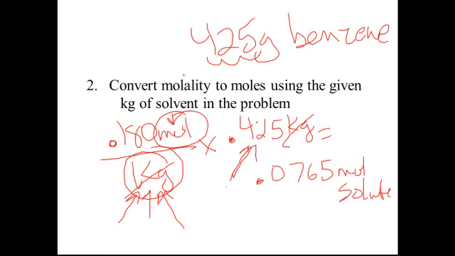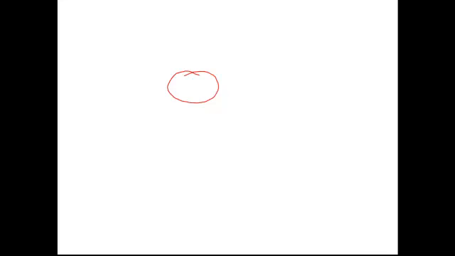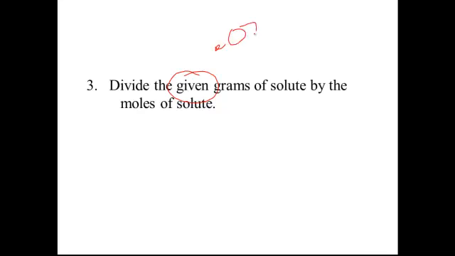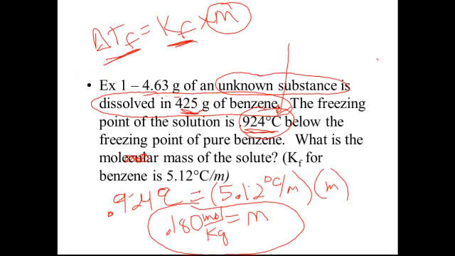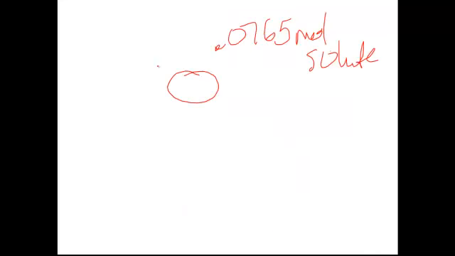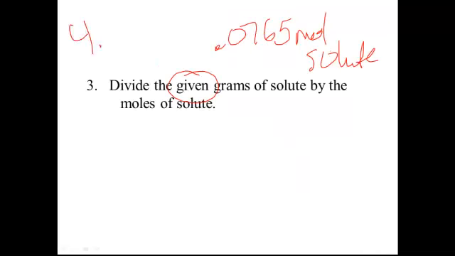So let's come back here. First of all, here's our moles of solute, 0.0765. So we have 0.0765 moles, just to get it over here so it's all on the same page. And then back to here, we have 4.63 grams of that unknown substance. So we have 4.63 grams of it. So again, molar mass is grams per mole. It's grams on top, moles on the bottom.